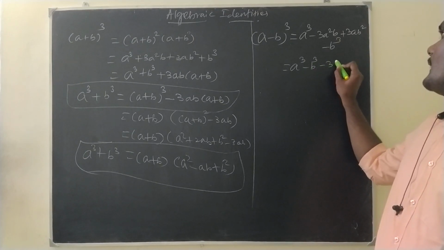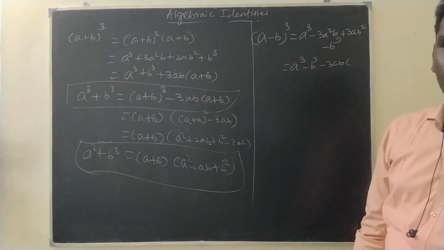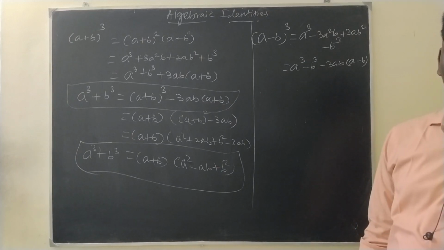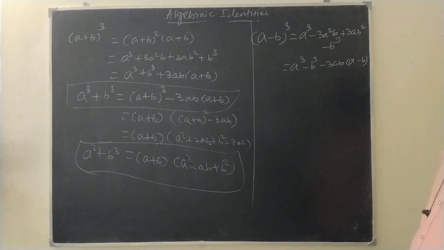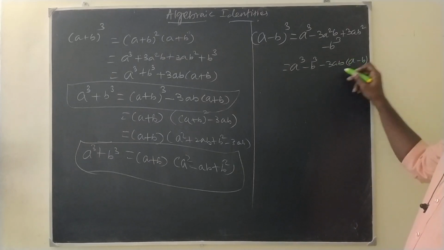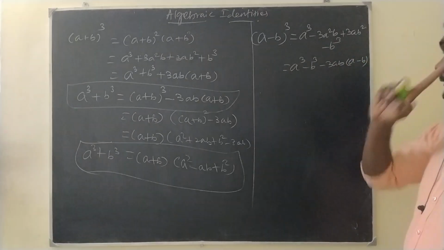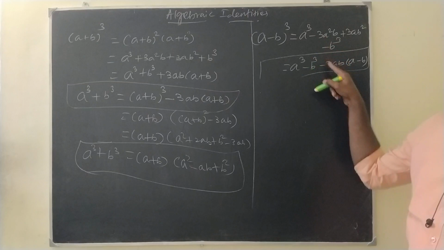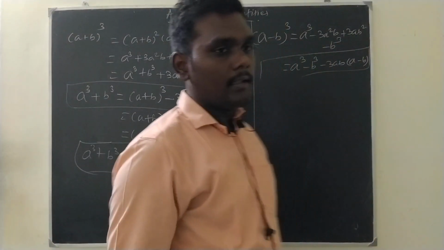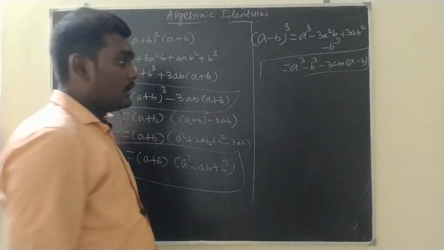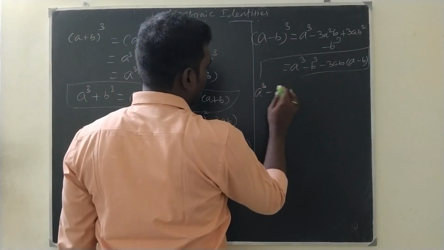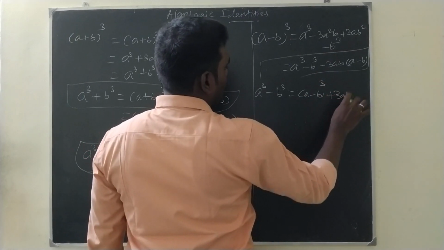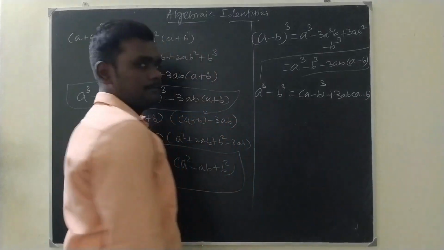Here −3ab we can take out. Then we may have (a − b), correct? Minus 3ab into (a − b). Then when you multiply this, −3a²b plus, okay, that is it. So this is another formula. That is the general form. This is another form. Now from this we can equate something. What was that? a³ − b³ is (a − b)³ + 3ab into (a − b).